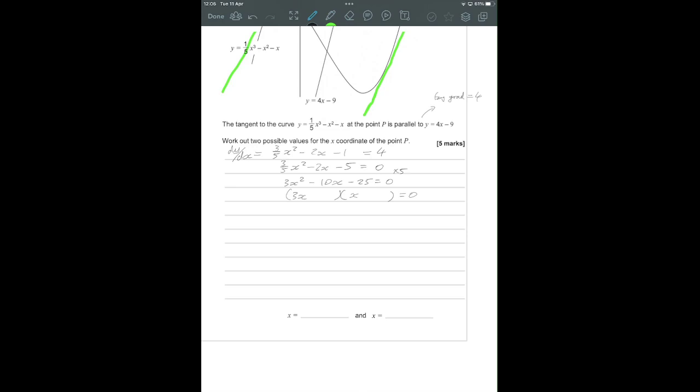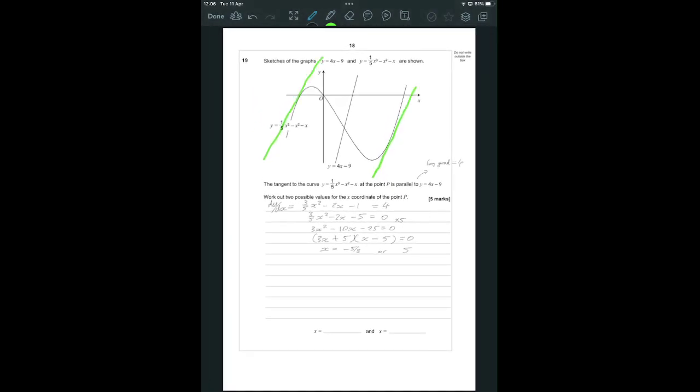Two numbers which multiply to 25 are 5 and 5. I can make a negative 15 from 3x times minus 5, plus the 5x from the 5 times x in the other sections. Of course, if your factorisation isn't as efficient, you're welcome to use a formula or split the middle or any other of your techniques. So we have our x coordinates of negative 5/3 or 5, and that's all the question wanted. We have two possible values for the x coordinates of the point P.